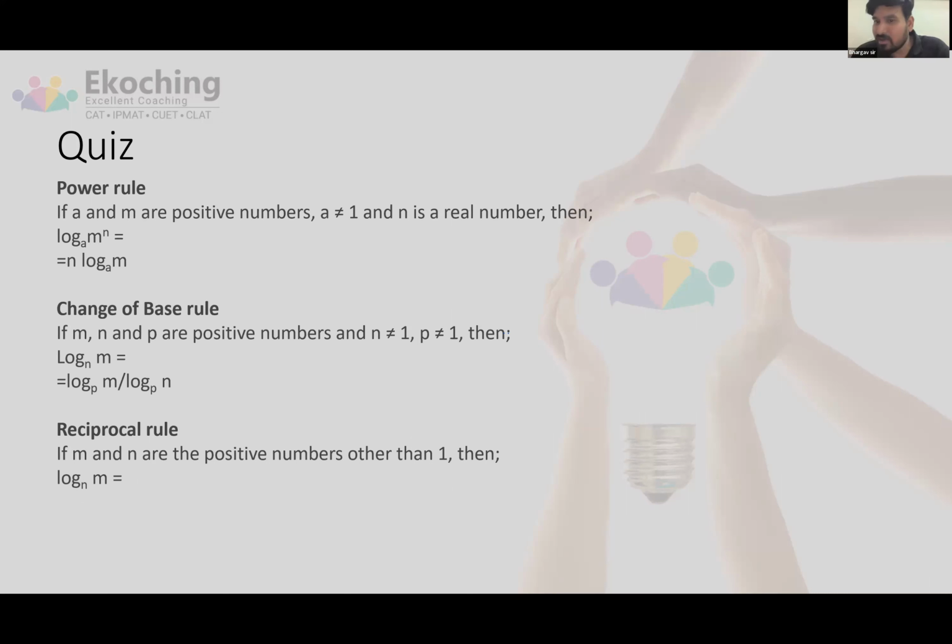Rahul, you can't factorize a square plus b square. Okay, it's just as it is. You cannot factorize it. Now reciprocal rule, which says log m base n is nothing but 1 by log n base m. So these are all the basic formulae.